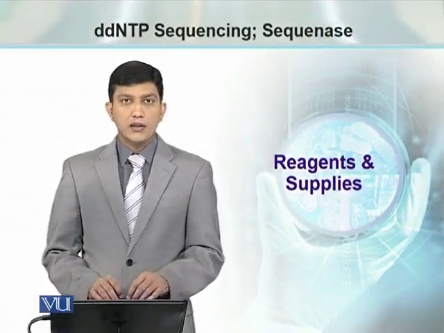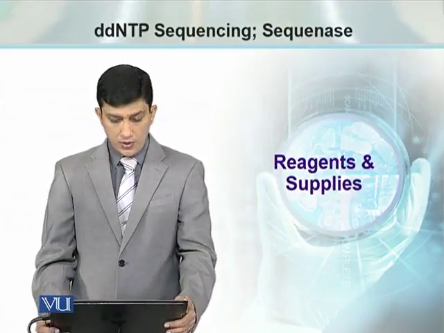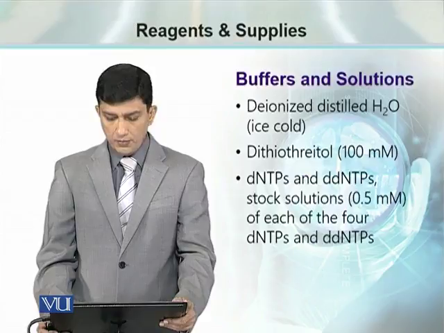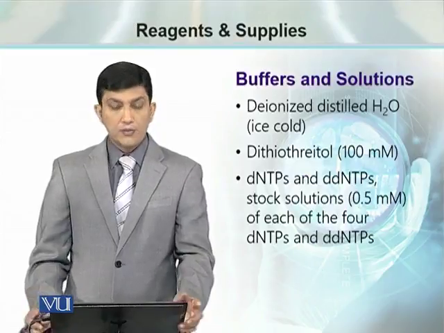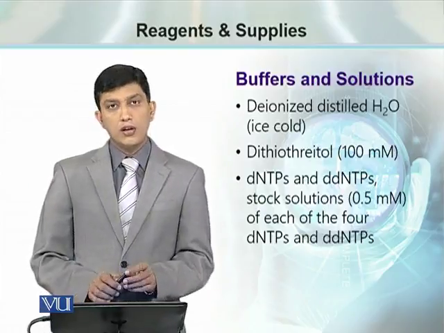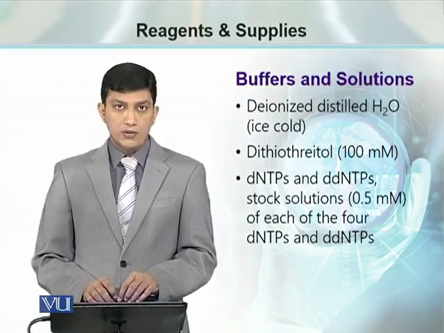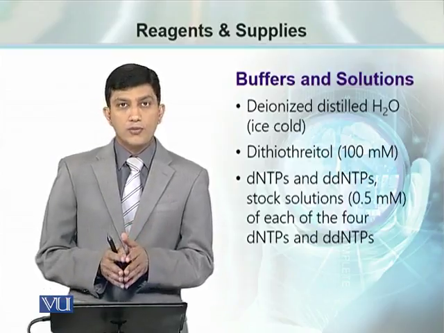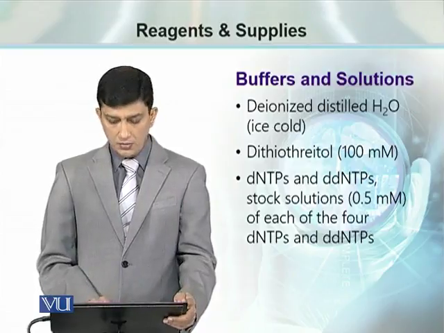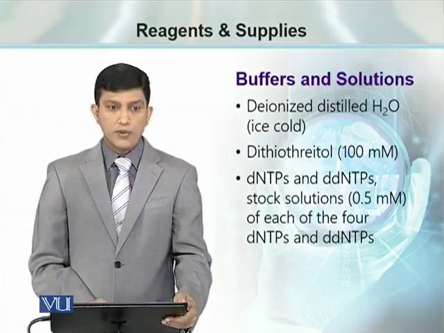आइए अब हम बात करते हैं reagents और supplies की which are required for sequencing, DNA sequencing using sequenase enzyme. Buffers में deionized water is required, dithiothreitol is required, dNTPs and ddNTPs of all four types. Four types of dNTPs and four types of ddNTPs are required at a solution concentration of 0.5 millimolar.